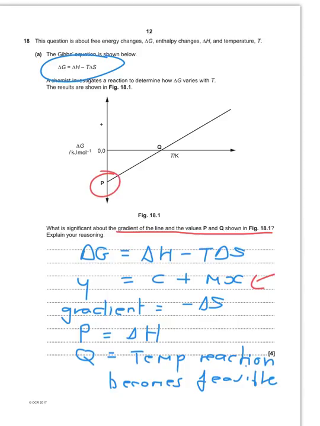So p here is going to be delta H of the reaction, because that is when your temperature is 0. So when the temperature is 0, that expression goes, so delta G equals delta H. The gradient, as you can see from this expression, is going to be minus delta S, and Q here is when the feasibility of the reaction changes. So obviously the reaction is feasible here, but it's not feasible here because delta G is positive and delta G must be negative.